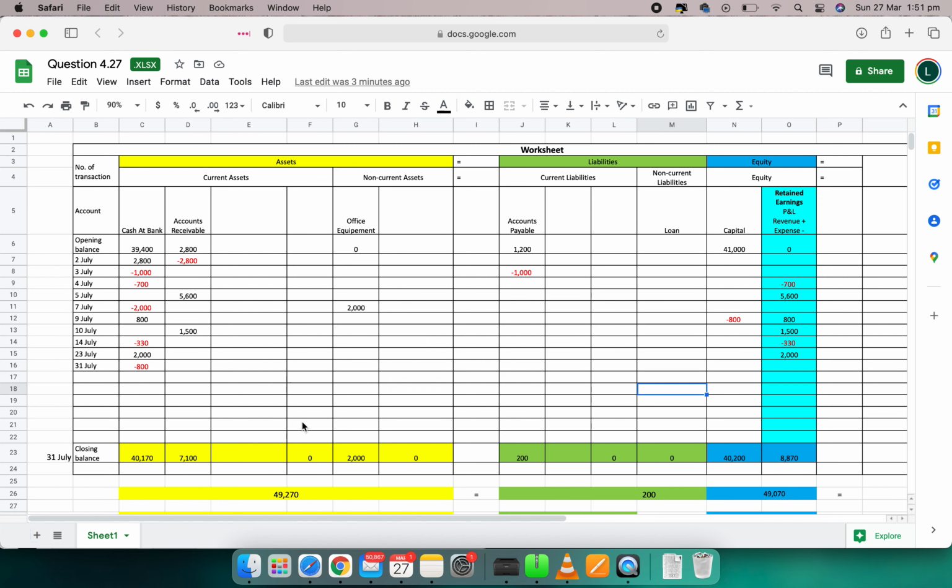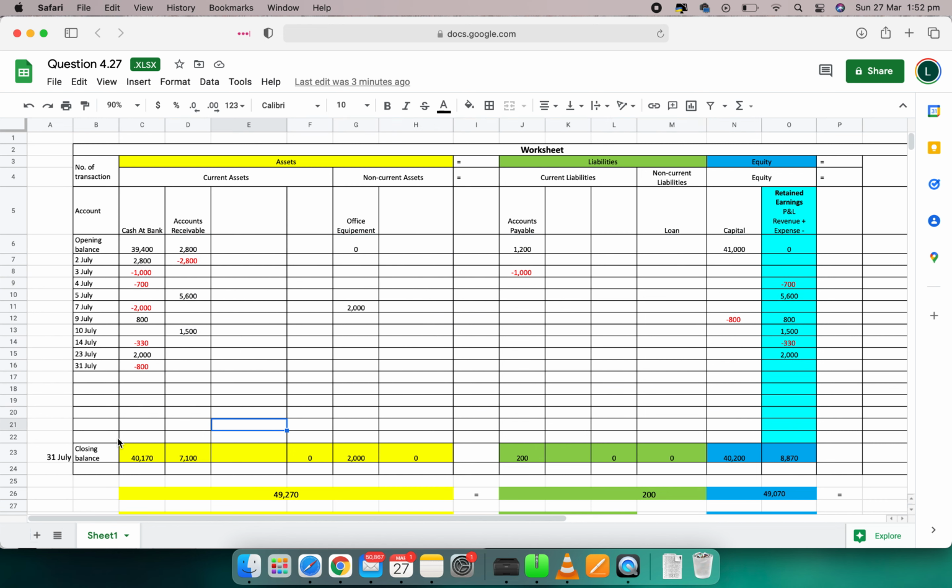This worksheet is seriously amazing for creating balance sheets and P&Ls. It makes life so much easier, and the most difficult part is actually creating the worksheet and entering all these transactions here. So the critical piece of information you really need to understand is how to interpret the transactions and then enter them correctly into the worksheet.